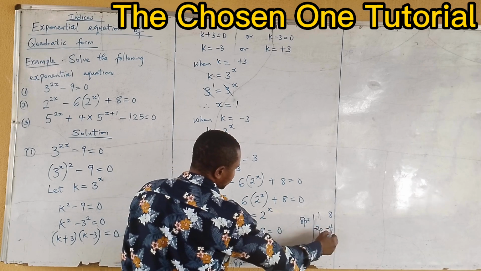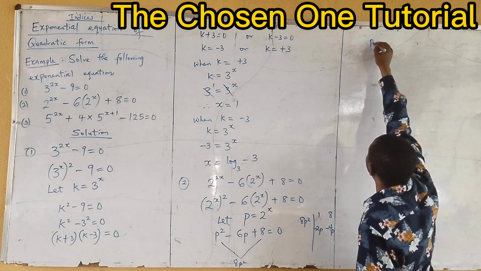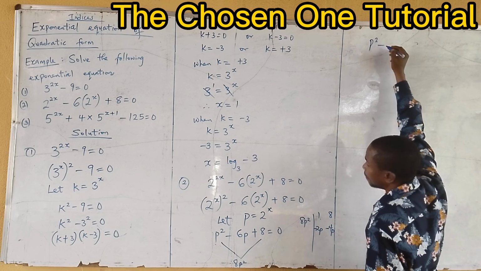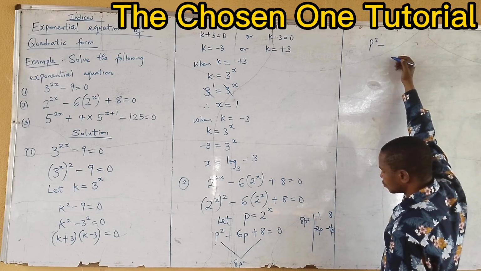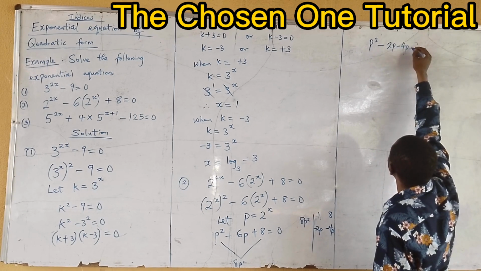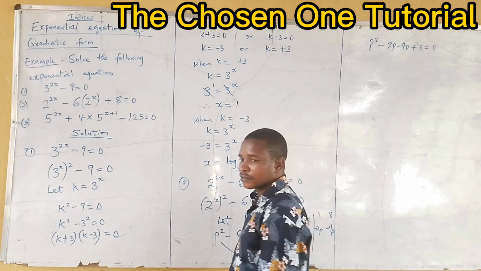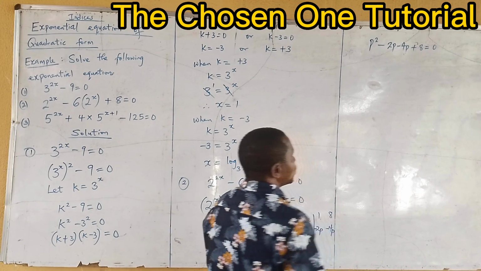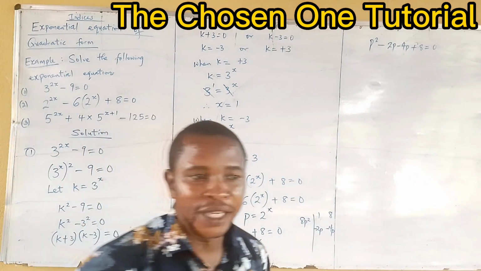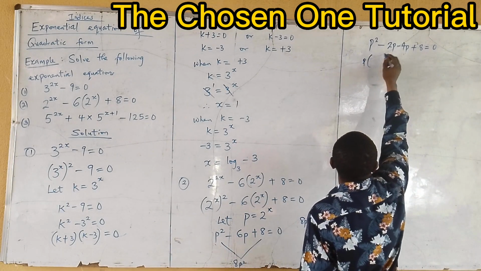minus 4p. So therefore we are going to have p squared minus 2p minus 4p plus 8 equal to 0. Then we are going to have p as the common factor here.